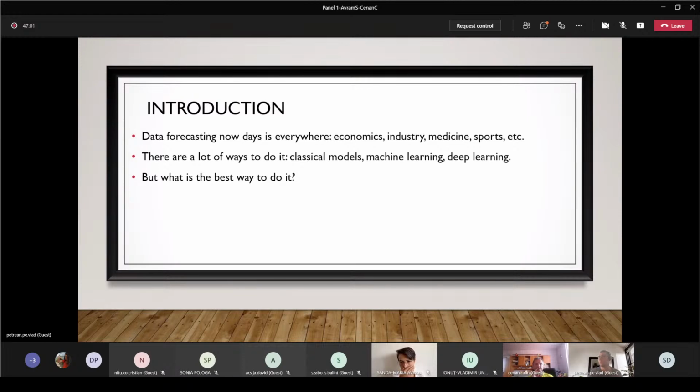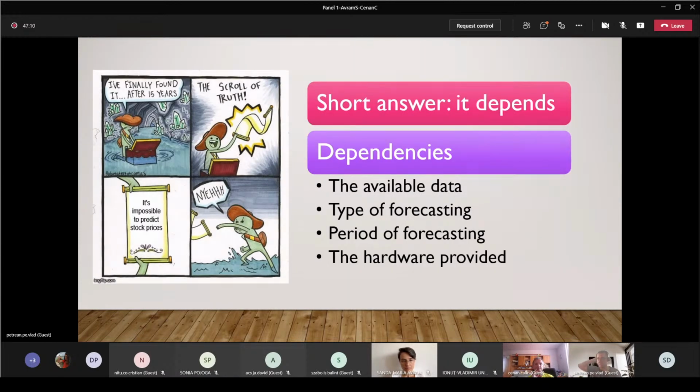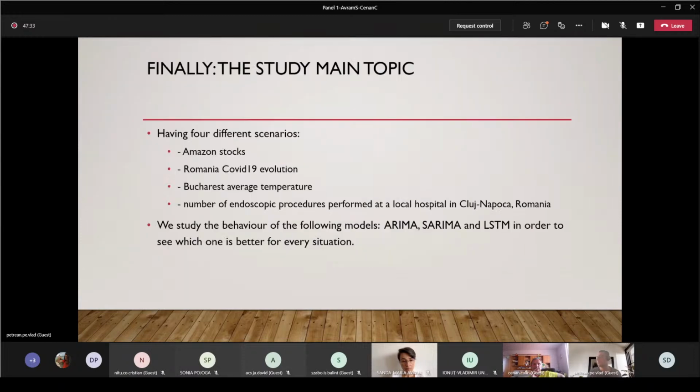But the question which remains when we are confronted with a prediction problem is still: what's the best way to do it? As a short answer, it depends. It depends on a lot of factors. For example, the available data, which we will use to train the models. It also depends on the period of forecasting. We can make long or short time predictions. And of course, the hardware available.